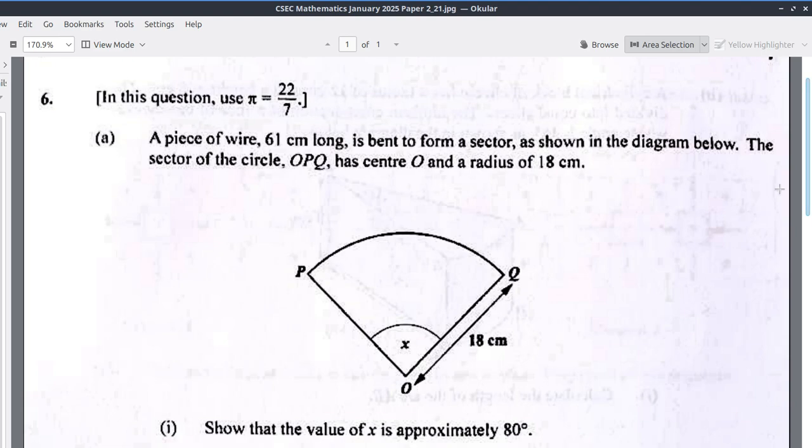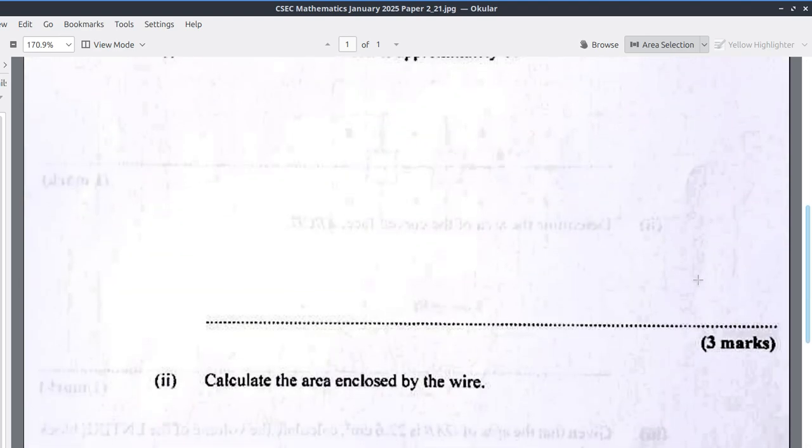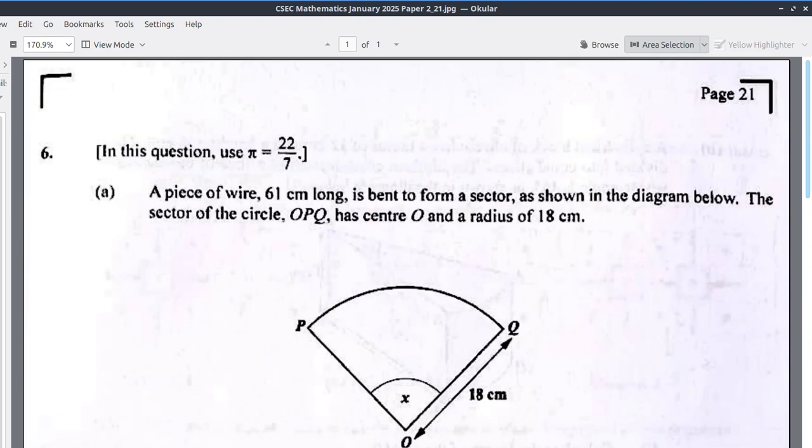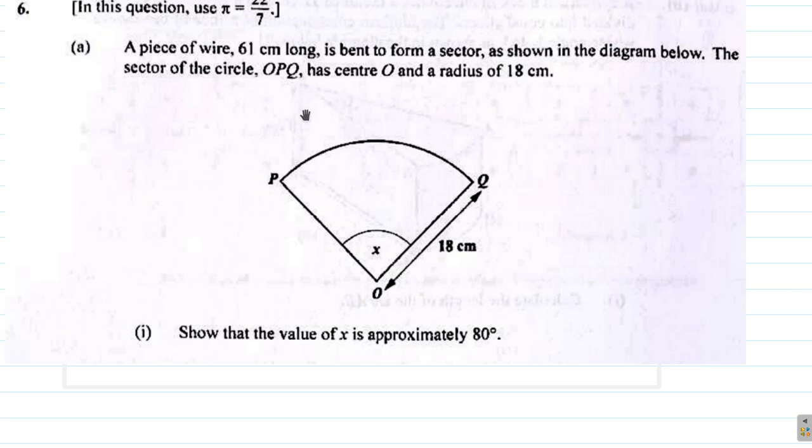By the way, let me do something here. 3 marks for that, right? Show that, you have quite an amount of work to do for those 3 marks.